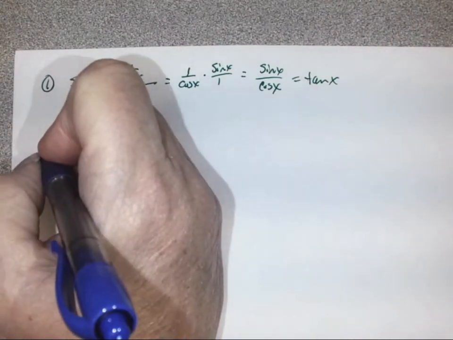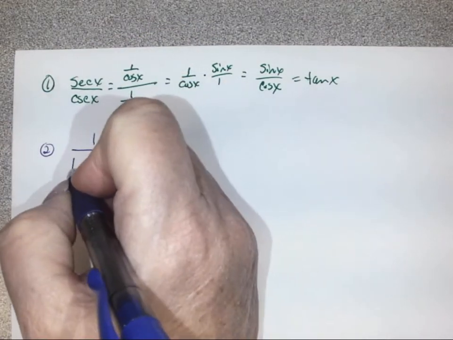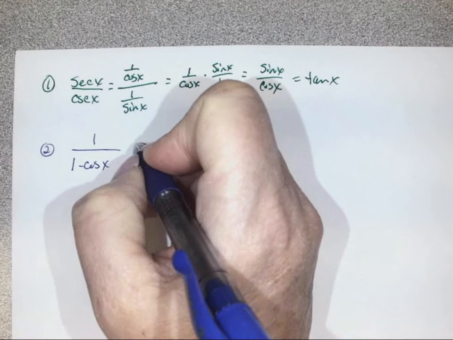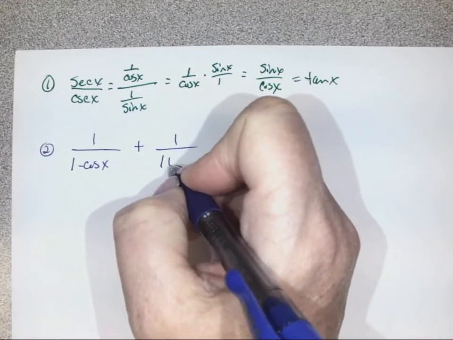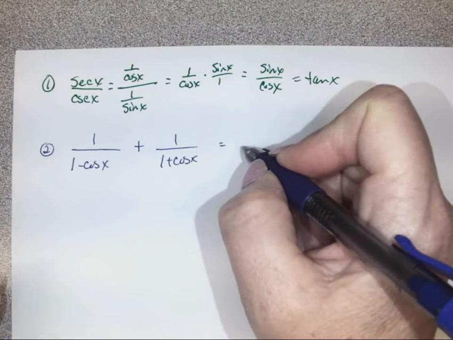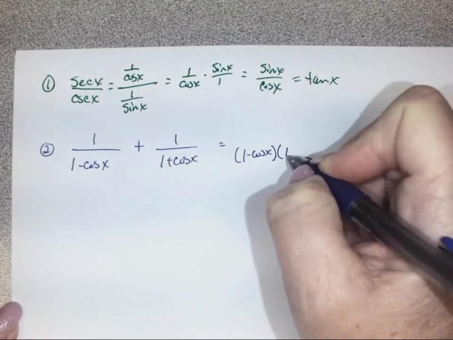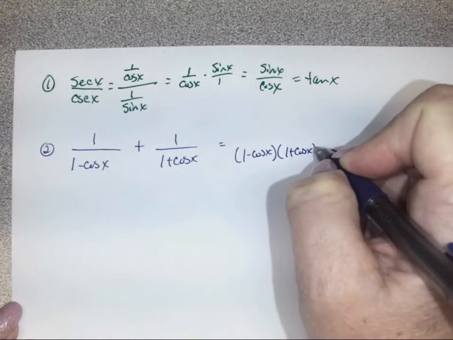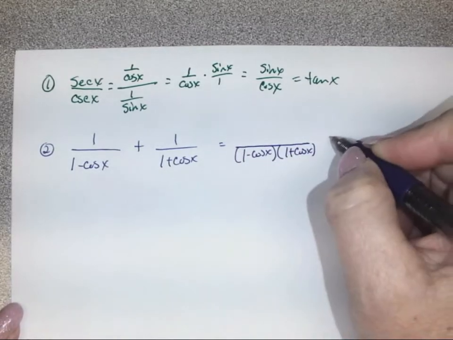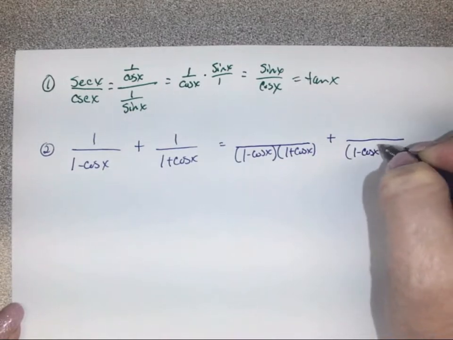All right, let's look at our second problem. The second one is 1 over 1 minus cosine x plus 1 over 1 plus cosine x. And again, we are just trying to simplify this. Well, the first thing we've got to do is get a common denominator. So our common denominator is going to be 1 minus cosine x times 1 plus cosine x. So I'm going to write the common denominator first.